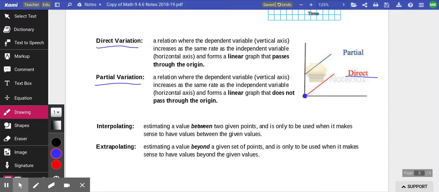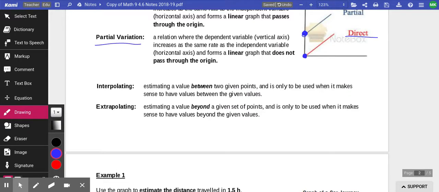The partial one has a different y-intercept. It could be anywhere as long as it's not the origin. We call that a partial variation. Again, you're probably never going to hear me use those words again. The only thing I like to refer to is the start point. Right? Does it have a different start point than 0? And if it does, then what is that start point? Like what we practiced yesterday.